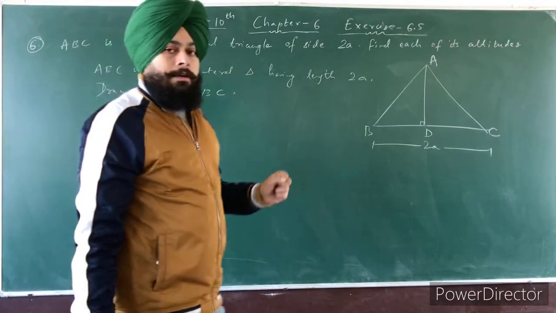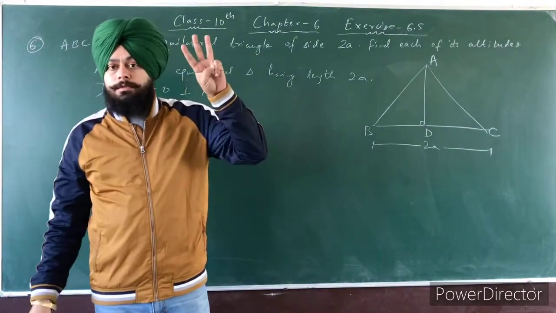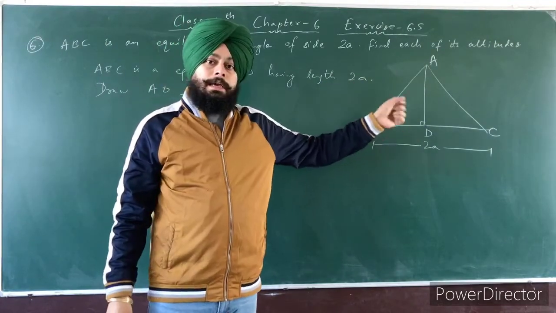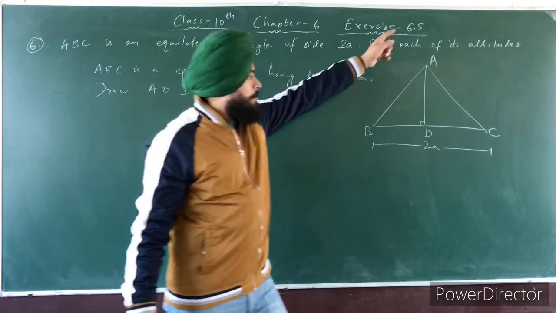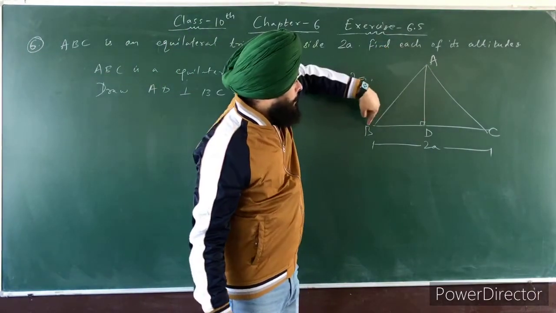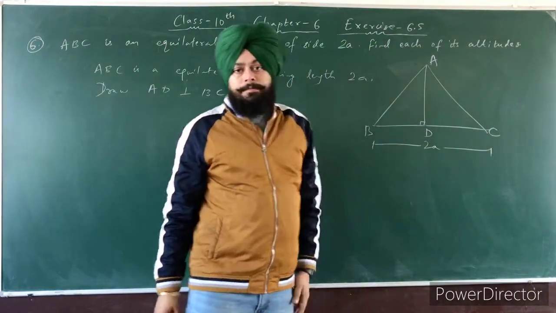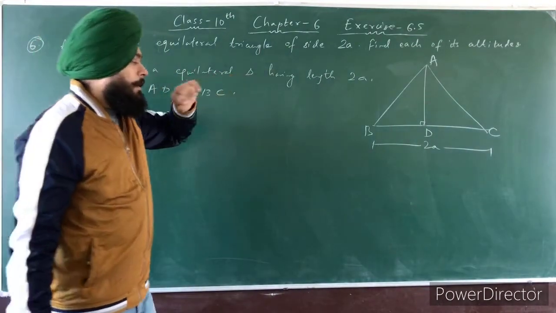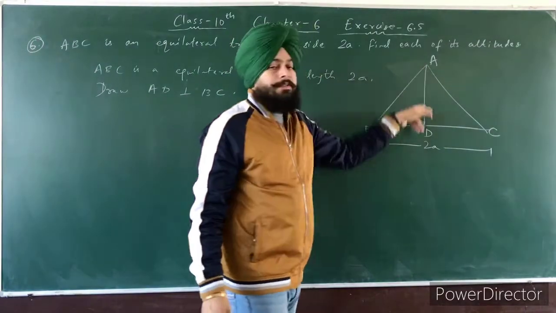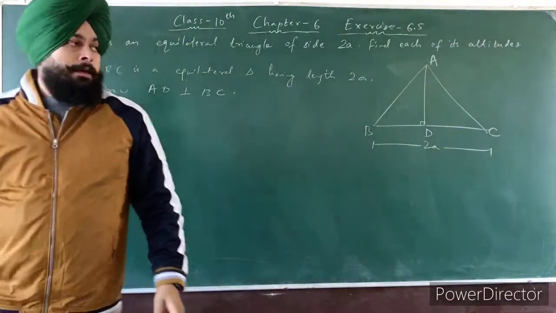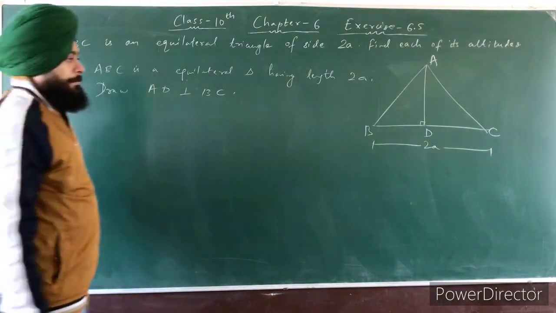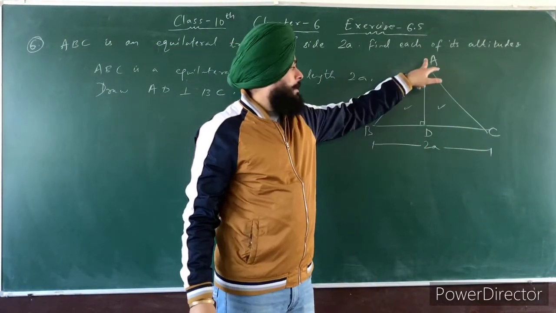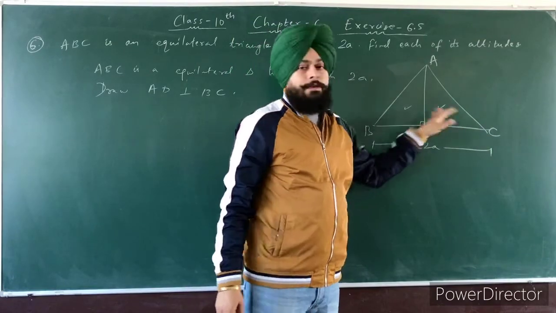In each and every triangle there are 3 altitudes, but in this equilateral triangle the lengths of all the altitudes are the same. So one altitude from vertex A, one from B and another one from C. So we will draw here AD perpendicular to BC and we have to find the length of this altitude AD. Now you have to take these two triangles, triangle ADB and triangle ADC. You have to prove them congruent.